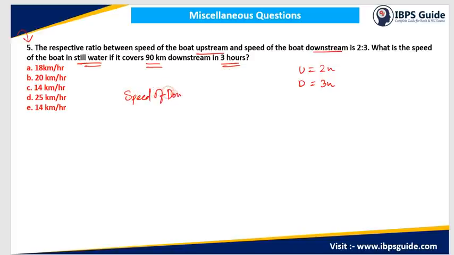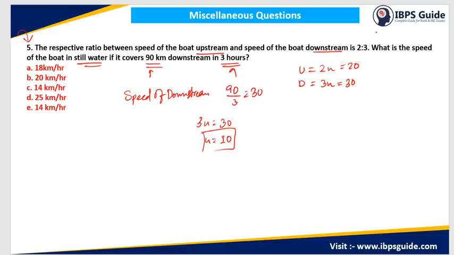downstream का जो आपका speed होगा वो कितना होगा? This is your distance and this is your time. So 90 divided by 3, that is 30. Okay, now speed of downstream कितना है? 3x. So I can say that this 3x is equal to 30, or I can directly say this x is equal to what? 10. x आपका 10 निकल के आ गया है. So this is your 30 and this is your 20.